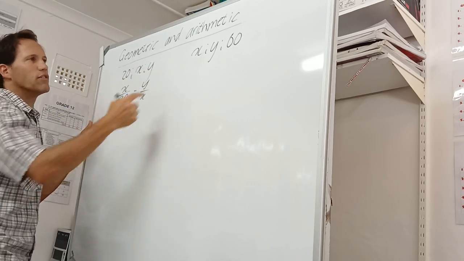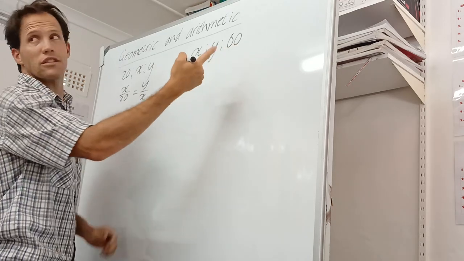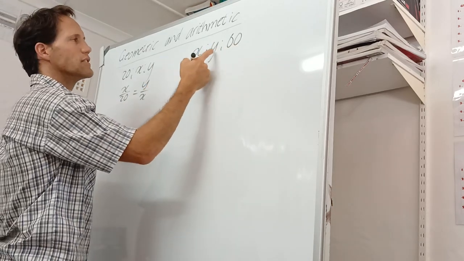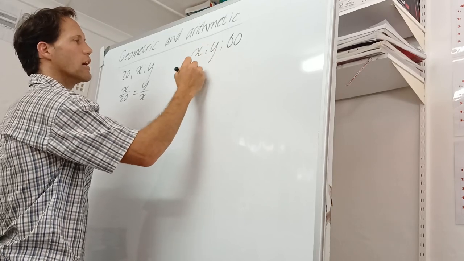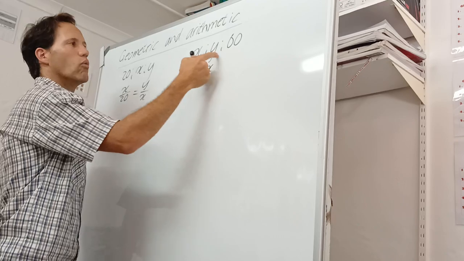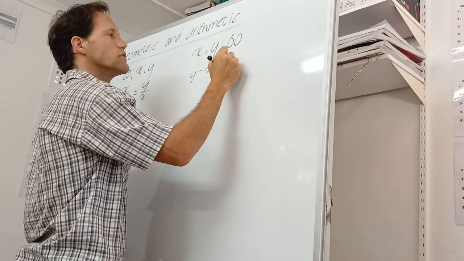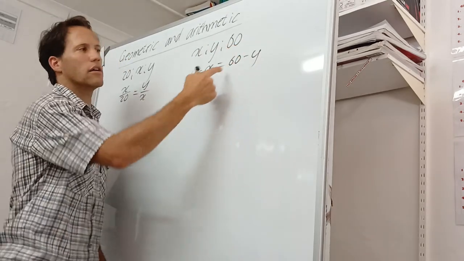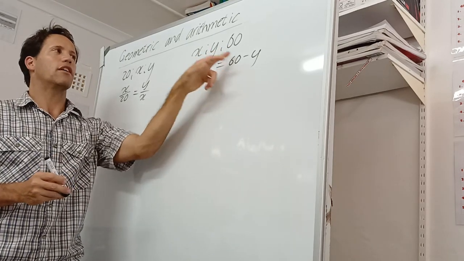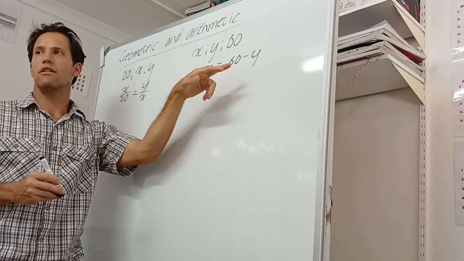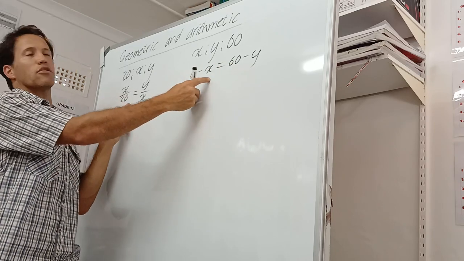And if it's arithmetic, the difference must stay constant. So if it's arithmetic, we can say the difference here and here is y minus x. y minus x must be equal to 60 minus y. So you must have the same difference. If it's arithmetic, it must be constant. And now we have simultaneous equations.